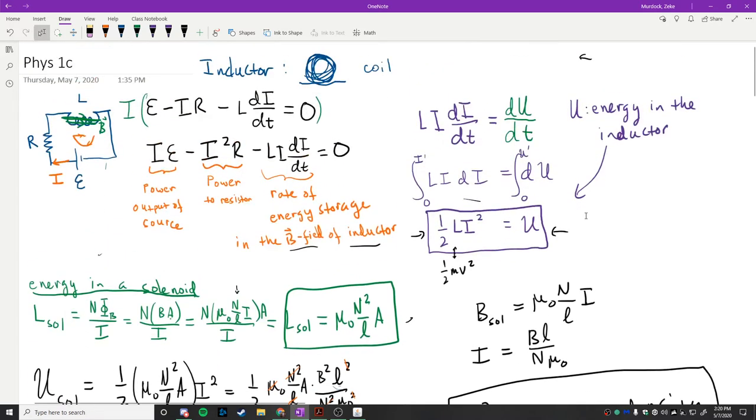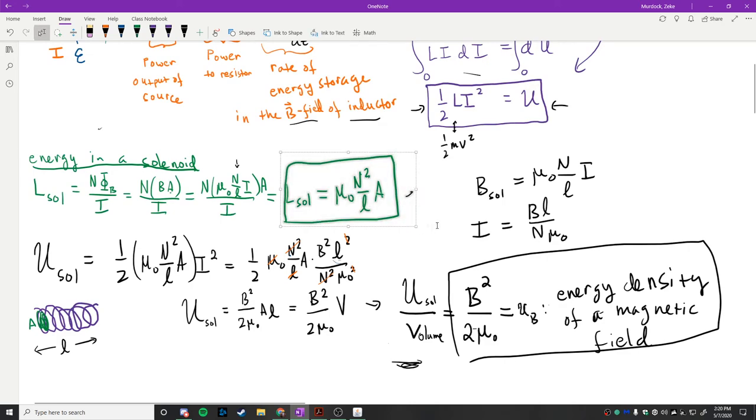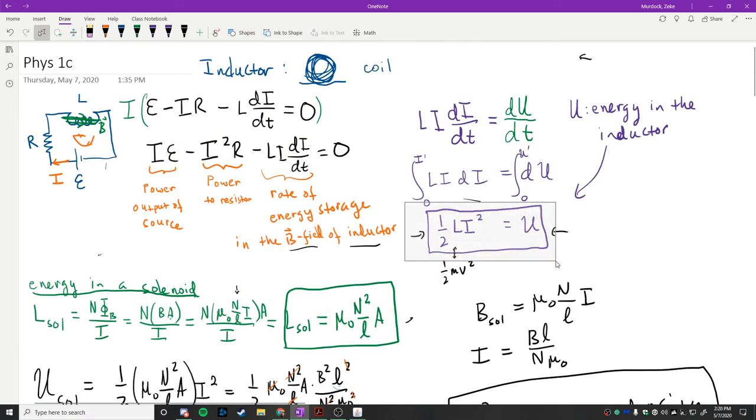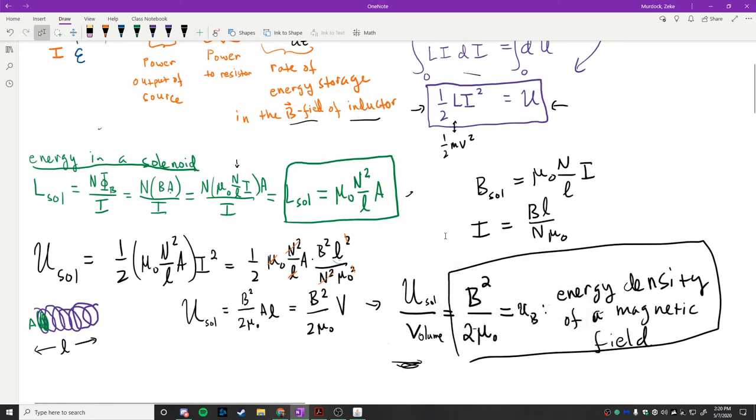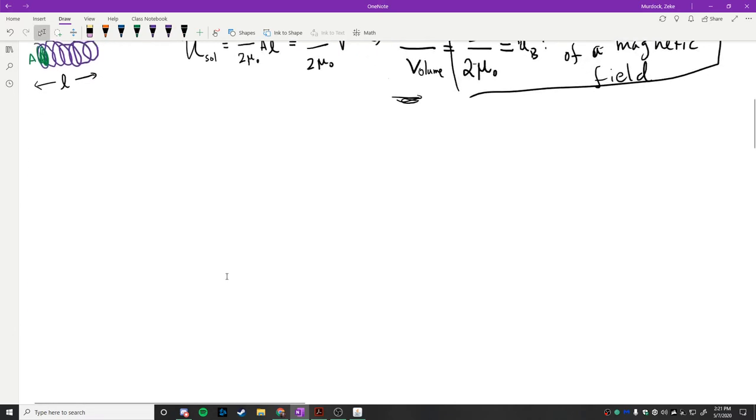But there's two big topics here. We derived this one yesterday. We did it again yesterday. That's the energy stored in the inductor. And here's the energy stored in the magnetic field per unit volume, so it's energy density. Do you guys have any questions at all about all this stuff before I move on to something else? I'll wait for a second. Okay, so moving right along.